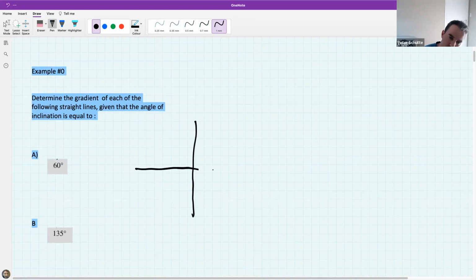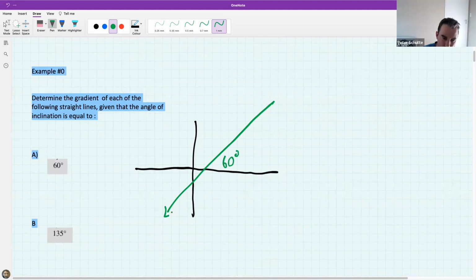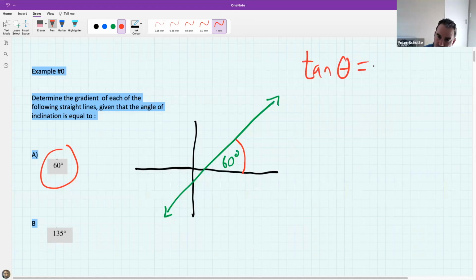We have a straight line, and the angle of inclination is going to be 60 degrees. So I'm just going to put it like this. And the question says, determine the gradient of each of the following straight lines, given that the angle of inclination is equal to 60. So I'm showing you that the angle of inclination is 60. Now, the formula, which we're still not 100% sure of, is that tan of theta is equal to m. I want you to try and use this formula to tell me what the gradient is, what m is.